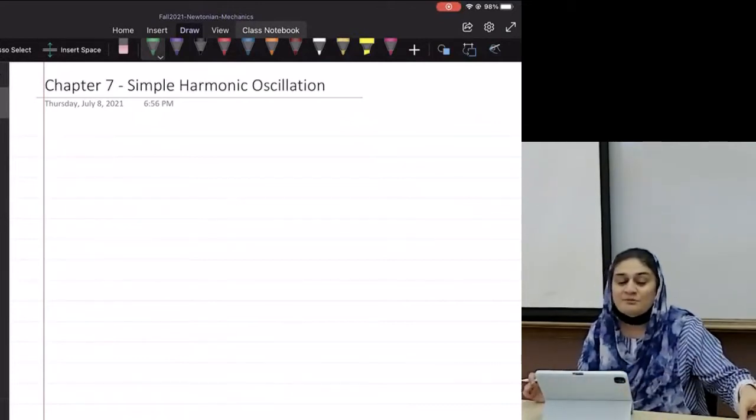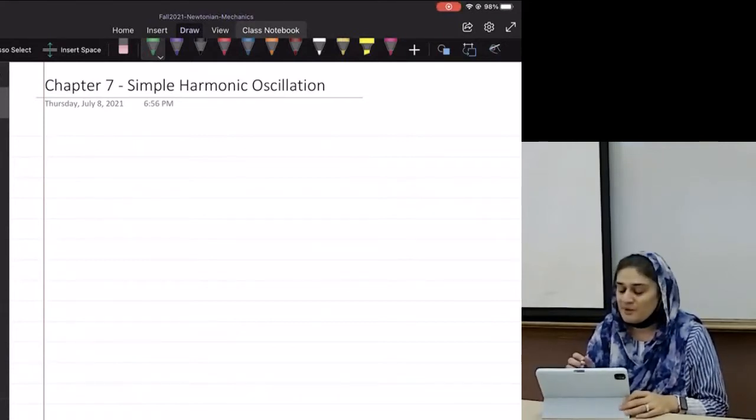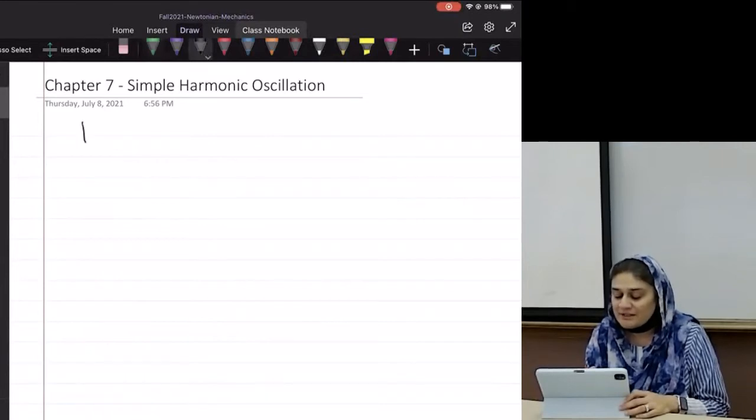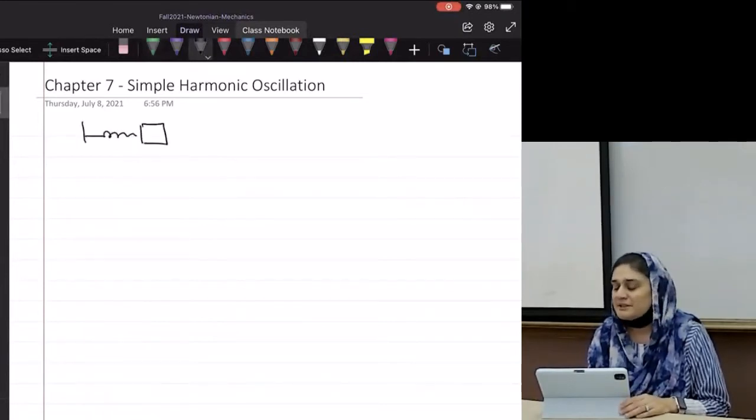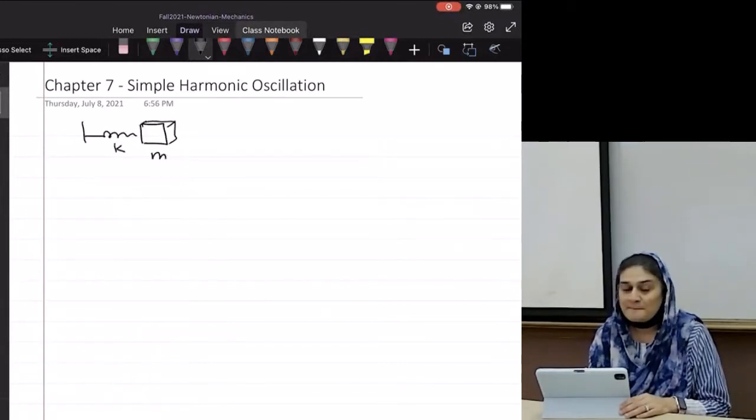Okay, chapter 7 basically talks about simple harmonic motion. We have been talking about simple harmonic motion, and we did an entire derivation for a mass attached to a spring last week. Can we all look back at our notes? Okay.